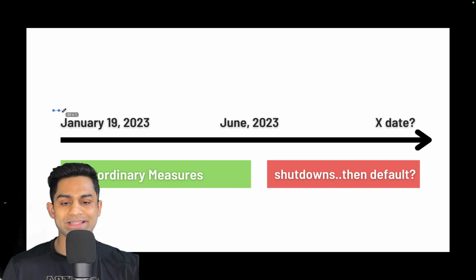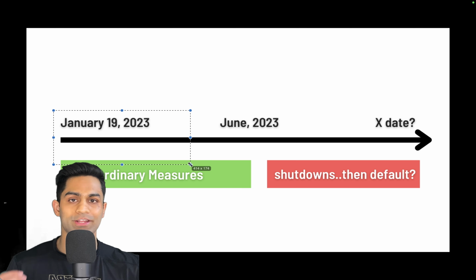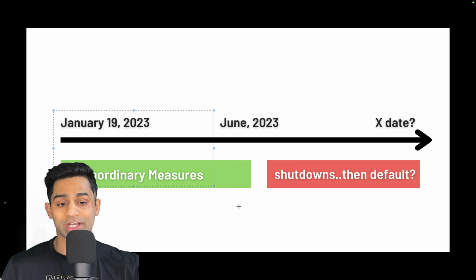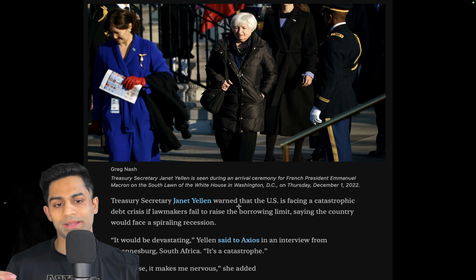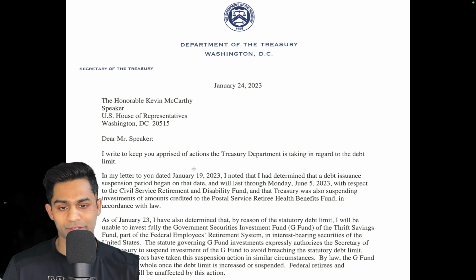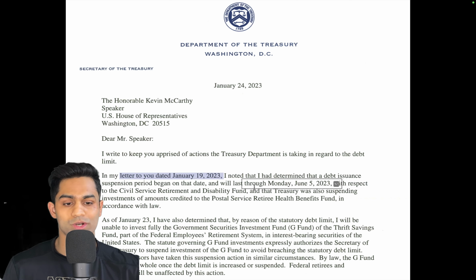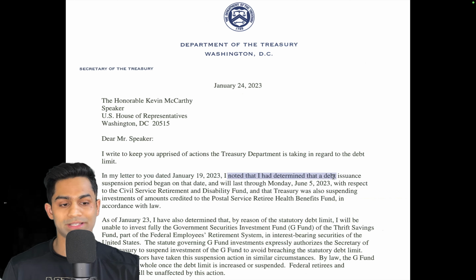But January 19th, 2023 is when we entered into extraordinary measures. And Janet Yellen also sent out a letter to Kevin McCarthy, the Speaker of the House of Representatives. She mentioned that in her letter dated January 19, 2023, she noted that she had determined that the debt issuance suspension period began on that date, and that it will last through Monday, June 5th, 2023. So they are going into some extraordinary measures.